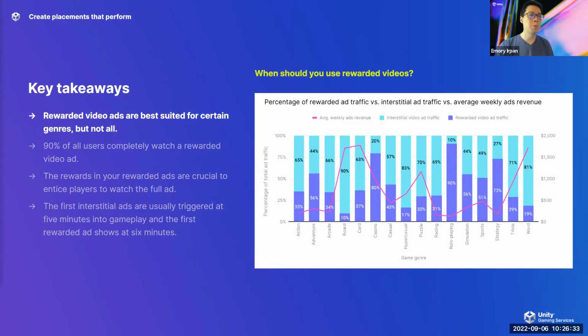These ads are usually skippable after around 5 to 10 seconds and will automatically appear at some break in the gameplay, such as a level complete or a certain number of actions taken. These ads generally find their home in more casual games.